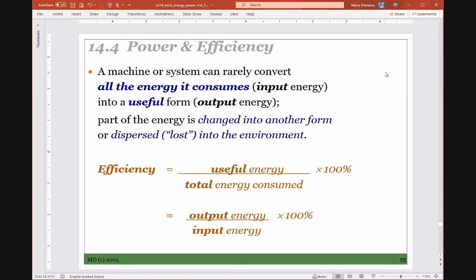So efficiency is measured as output over input times 100%. So the useful energy, which is the output, over the total energy consumed, what you put in, times 100%.